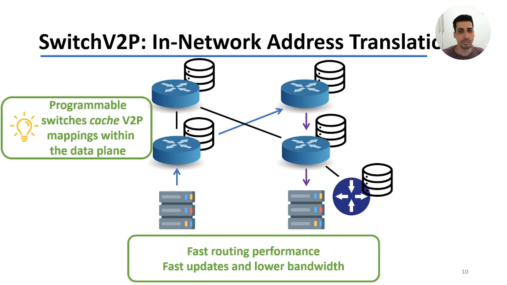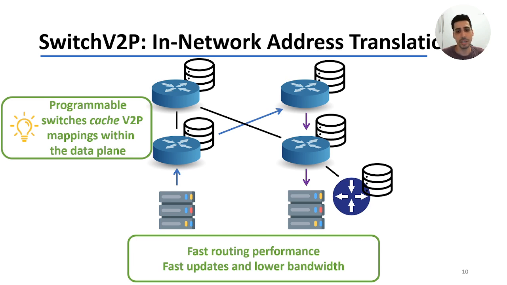To escape this trade-off, we propose Switch V2P, an in-network address translation solution. Switch V2P enhances the gateway-driven design by caching V2P mappings within programmable switches in the data plane. Switches are designed to manipulate packet headers and forward packets, so they can do that efficiently. Therefore, this approach ensures both fast routing performance when there is a high cache hit rate and fast updates because there are an order of magnitude fewer switches than servers in a fat-tree topology.